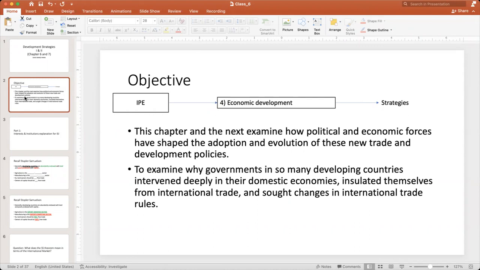Chapter 6 and chapter 7 examine how political and economic forces have shaped the adoption and evolution of these new trade and development policies. And we are going to analyze and examine why governments in so many developing countries intervene deeply in their domestic economies, insulate themselves from international trade, and resist changes in international trade rules.